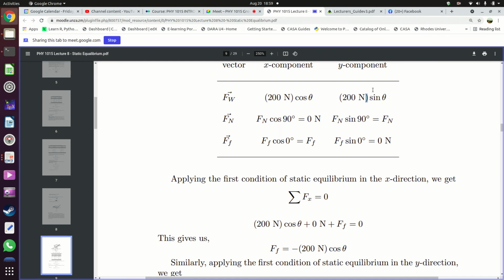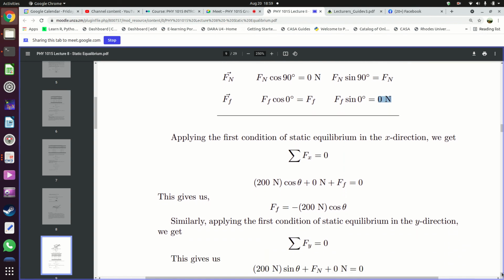Then this side, your 200 sine 300 degrees, that's what we found as minus 173.2. So it's going to be minus 173.2 plus normal force plus 0 degrees. So you're going to end up having your normal force being equal to 173. So we have got a friction. The friction force we find to be 100 newtons.